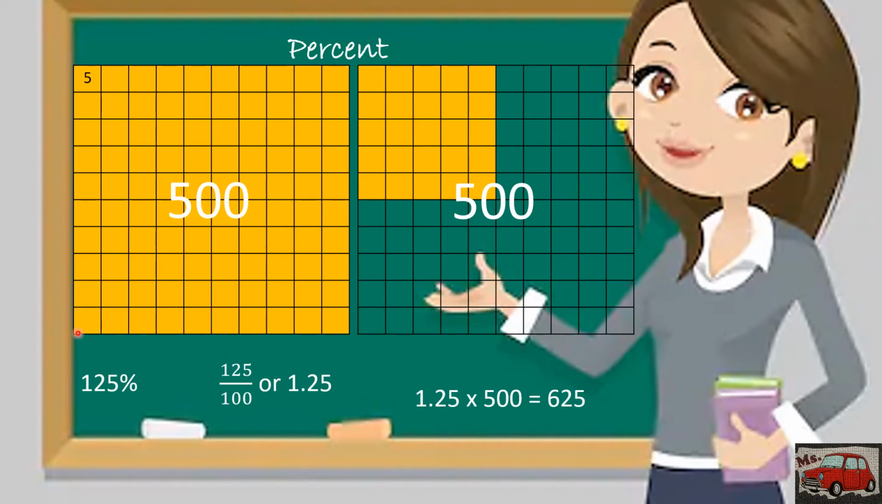So, other way to get that is convert this percent into decimal. So, 125 divided by 100, we have 1.25. So, nakikita natin na meron agad tayong buo. Okay? Then, multiply this to 500, then we'll get the same answer, 625. Okay?